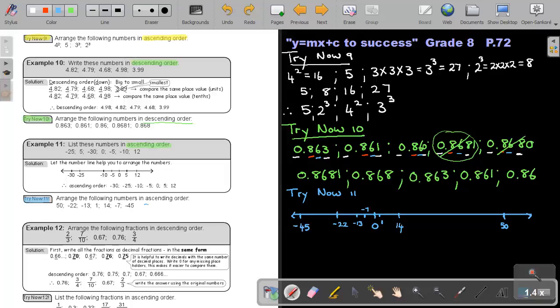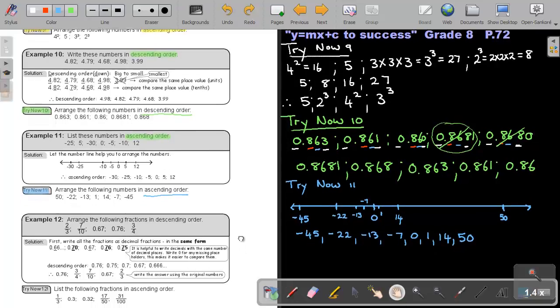And now I look, it's ascending order. So it's from the smallest to the biggest one. Now if I must arrange that, the smallest will be negative 45, followed by negative 22, followed by negative 13, followed by negative 7, then 0, then 1, then 14, then 50. And that's very easy with a number line.